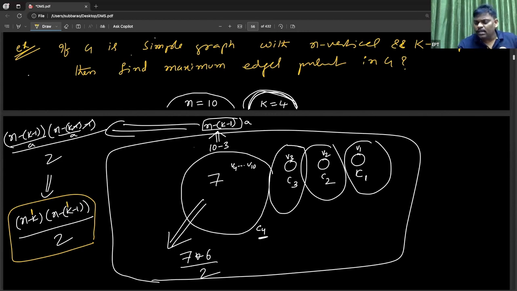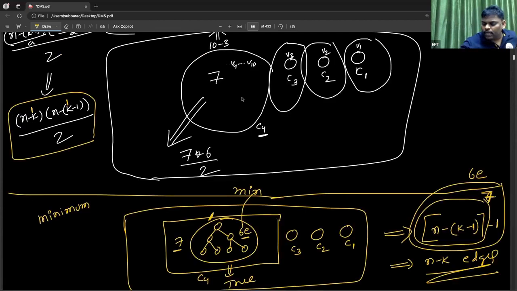Because they are asking for maximum edges, this is the story. Can you help me? Now for minimum edges, listen everyone. With k components, if you want maximum edges, you put more vertices in the last component and keep more edges there. Then this formula will come.